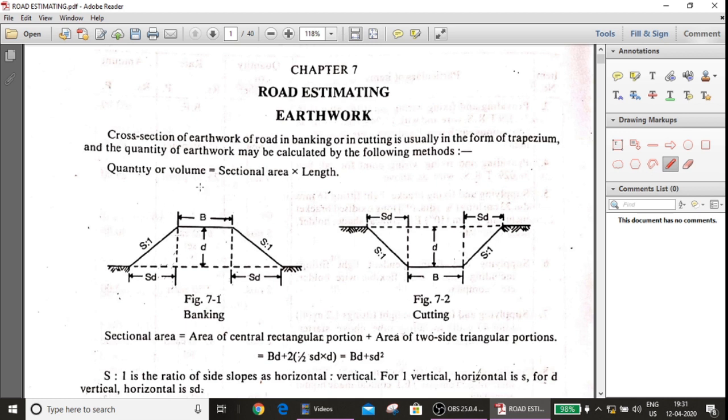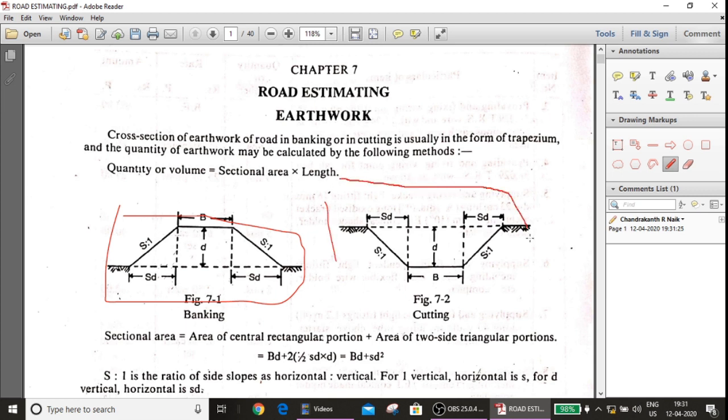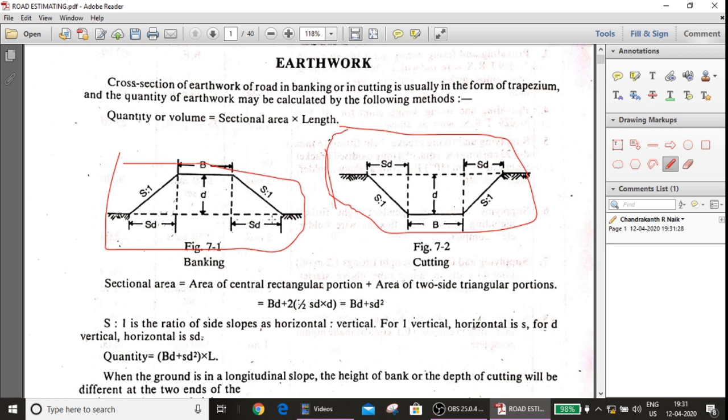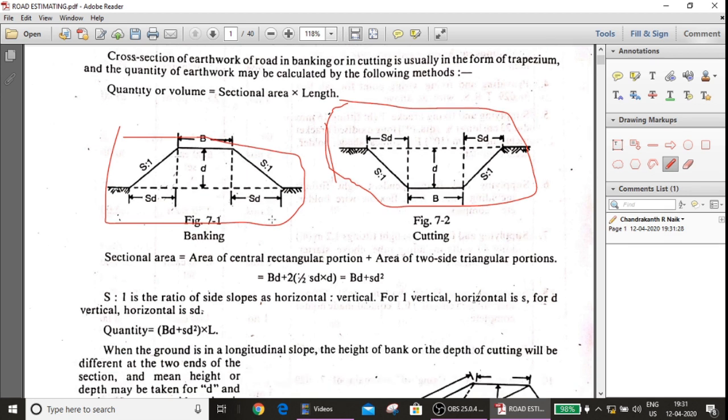So quantity or volume is equal to sectional area into length. What is the sectional area? This is the area of the trapezium, and it is found by simple mathematics. We have to find the sectional area and multiply it by the length to get the required volume or quantity. How to find this sectional area? It is the area of the central rectangular portion plus the area of the two side triangular portions.